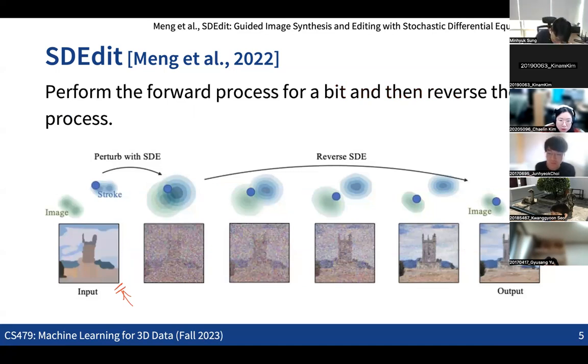But we are not adding the noise until the end. If we have time steps from 1 to 1,000, then we can add small noise until some time step, like 50 or 100, as you want. Then we run back the reverse process for the same amount of time steps that we added the noise. So that's a very simple and very practical idea.